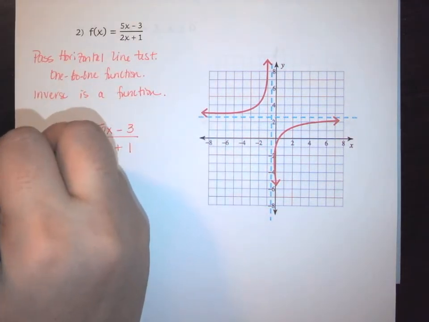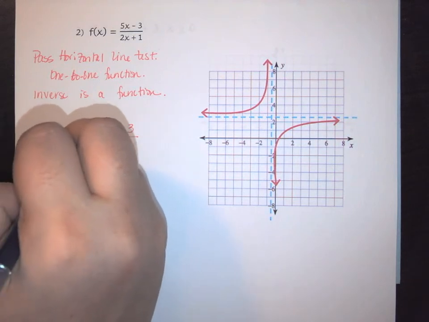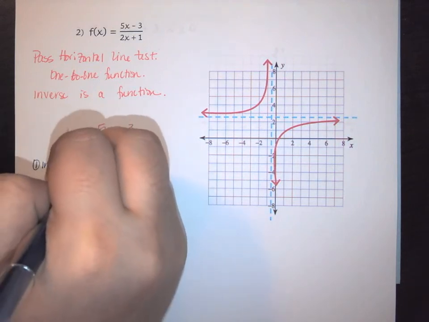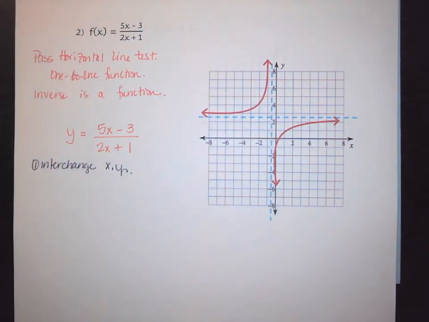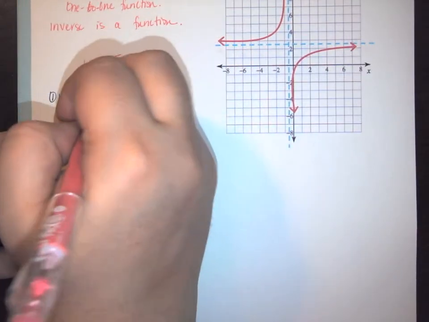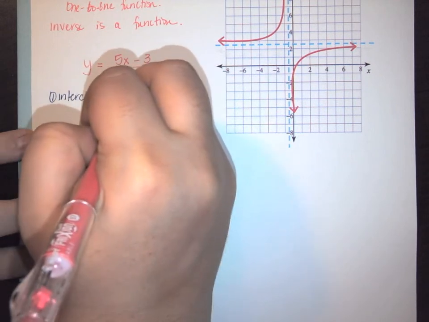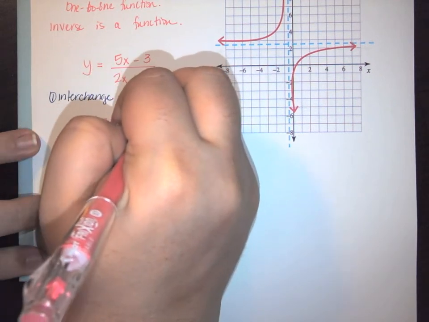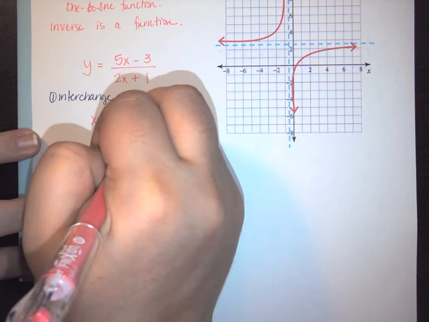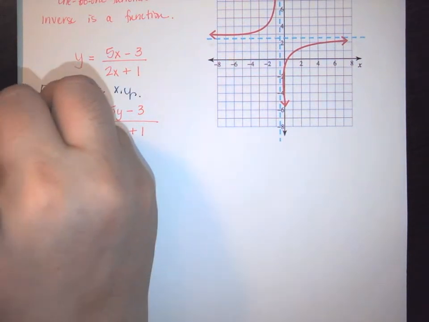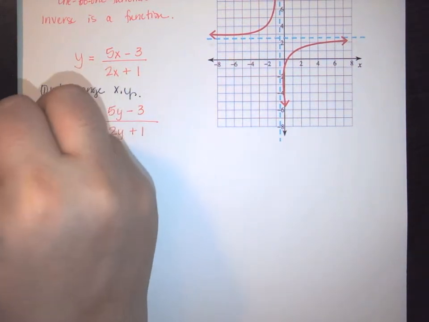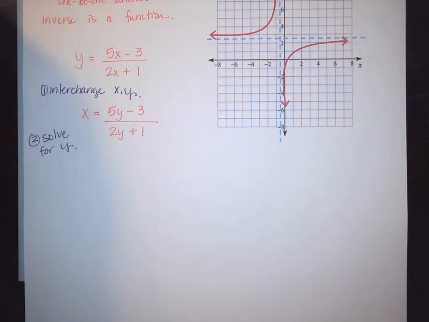So that first step is we are going to interchange x and y. Okay. So here we're going to have x is equal to (5y minus 3) over (2y plus 1). Now what we need to do for that second step is we have to solve for y. So we're going to go ahead and start to manipulate this.